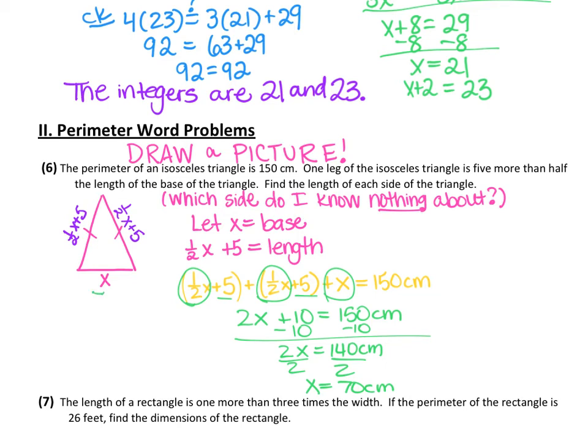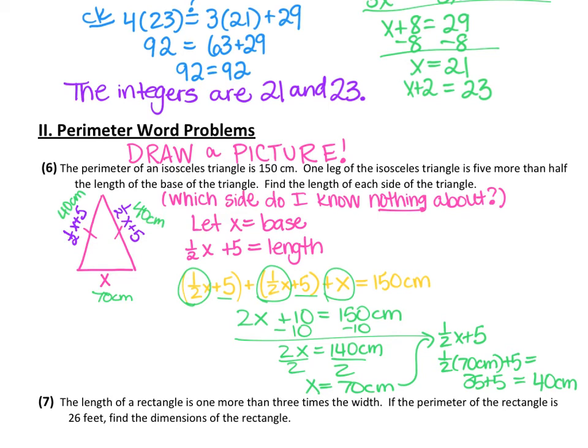So now we know that this is 70 centimeters. We still need to figure out what the legs are. I'm running out of room a little bit here. So 1/2 x plus 5. 1/2 times 70 centimeters, because that's what x is, plus 5. That's going to give me 35 plus 5, 40 centimeters. So this side is 40 centimeters. This side is 40 centimeters.